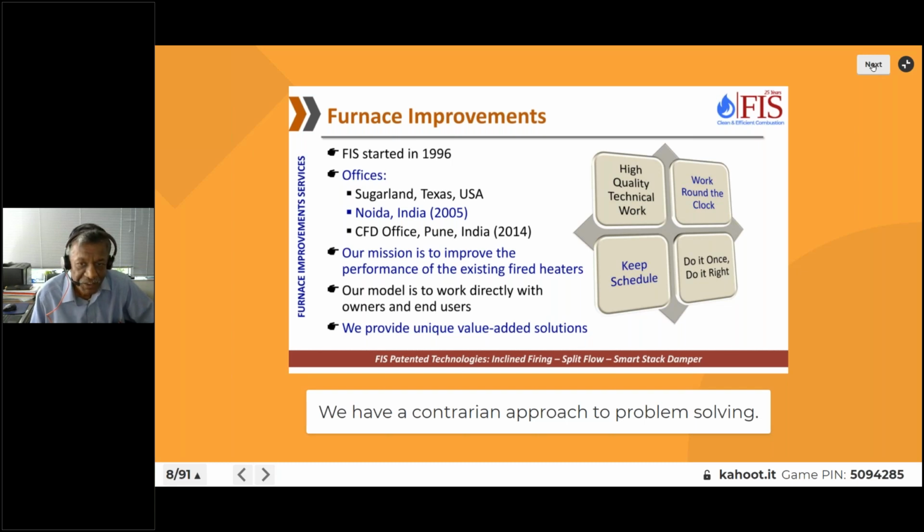We have 3 offices. We have a team of about 35 engineers and designers. We take projects on turnkey basis. We also have a CFD office, which we opened in 2014. It's in Pune. We are one of the few heater companies with its own CFD modeling office. We also want to take this opportunity to thank all our customers for their business and support, and we take pride in doing very high quality technical work, keeping schedule, do it once, do it right.